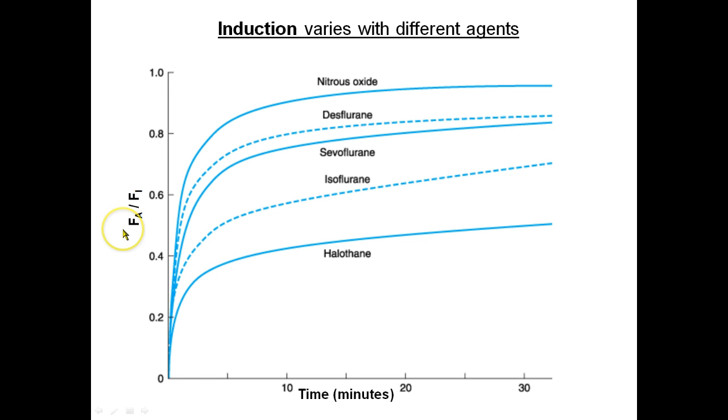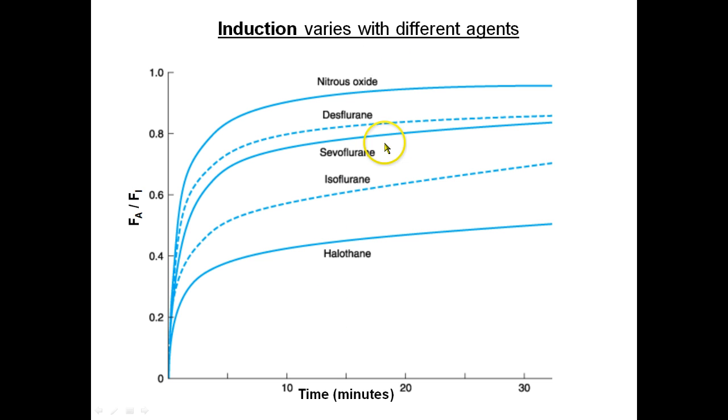This is a curve that shows induction as a function of time. This is a very important curve that you need to know. Fa divided by Fi is a function of time. Every agent starts with an Fa over Fi of 0 at time 0, because at time 0 there is no agent in the lungs, in the alveoli. And then let's just start with sevoflurane. Over time, the concentration rises very rapidly, and then it starts to level off, and the system will be at equilibrium when this curve approaches 1, when the Fa to Fi ratio is 1.